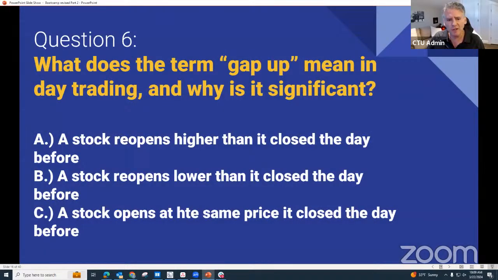Question 6: what does the term gap up mean in day trading? You hear that phrase all the time. Is it A, B, or C? Meaning the stock opened higher than the close, opened lower than the close of the day, or opened at the same price. Now this is where people start getting a little confused.